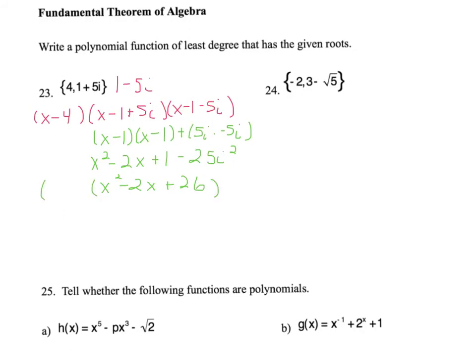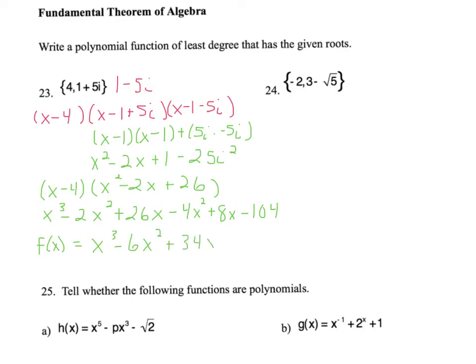But we still have to FOIL that with the x minus 4. So when we do that, we'll get x cubed minus 2x squared plus 26x minus 4x squared plus 8x minus 4 times 26, which is 104. So our polynomial will be f of x equals x cubed minus 6x squared plus 34x minus 104.